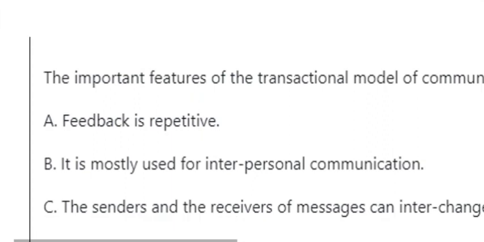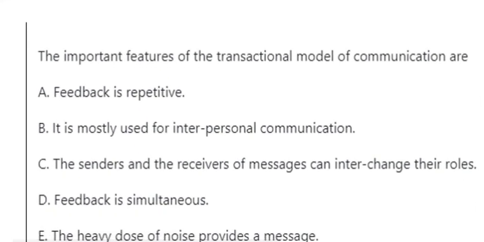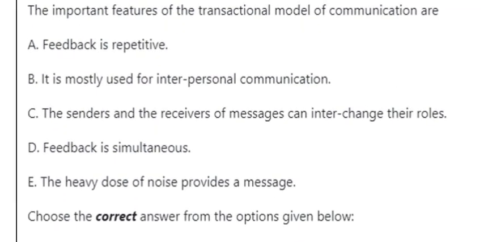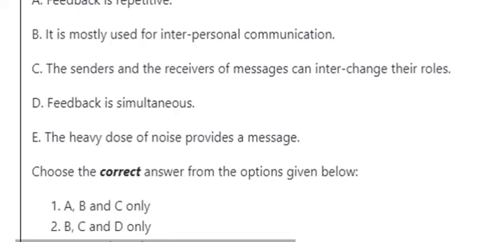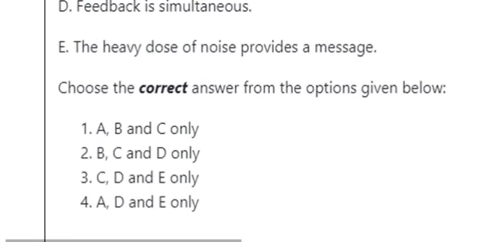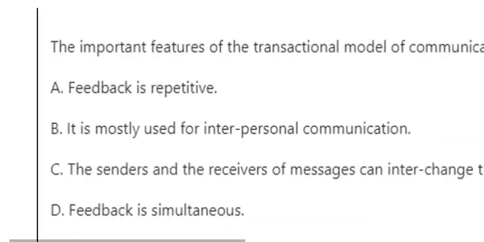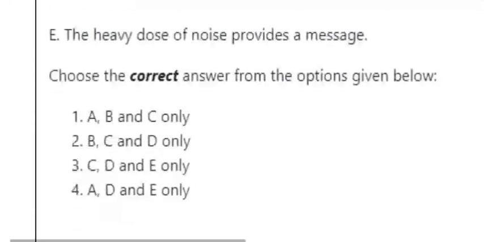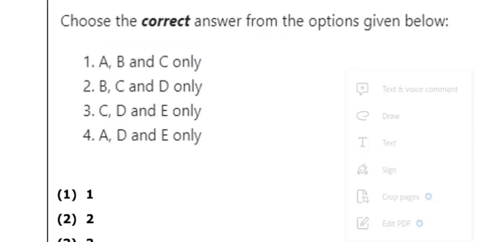Next is 19. It says the important features of the transactional model of communication are what? Feedback is repetitive. It is mostly used for interpersonal communication. The senders and the receivers of messages can interchange their roles. Feedback is simultaneous. The heavy dose of noise provides a message. Choose the correct answer. A, B, C, B, C, D, C, D, E, A, D, E. So these are the options. Question number 19, correct answer will be number B. That means B, C and D will be correct.